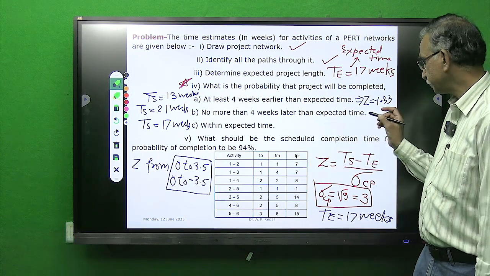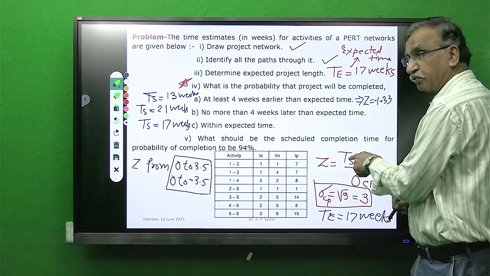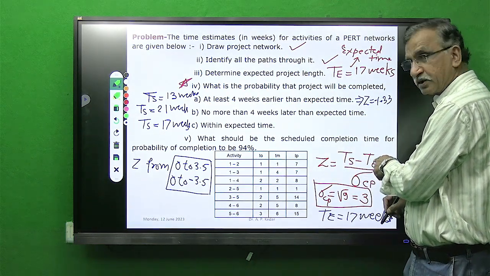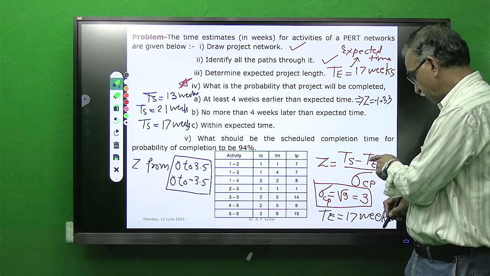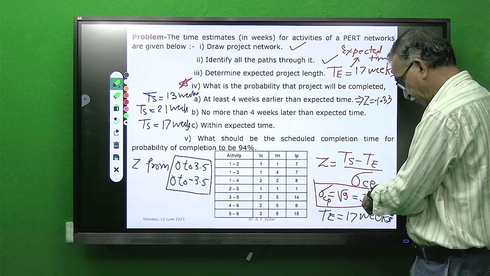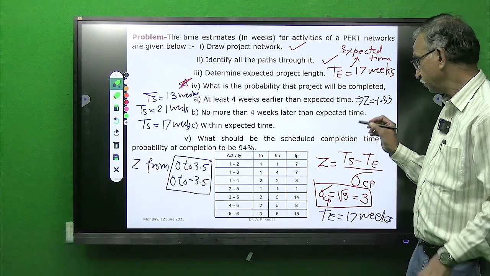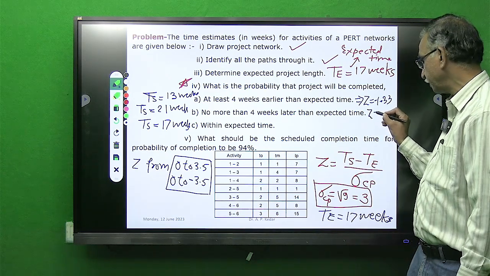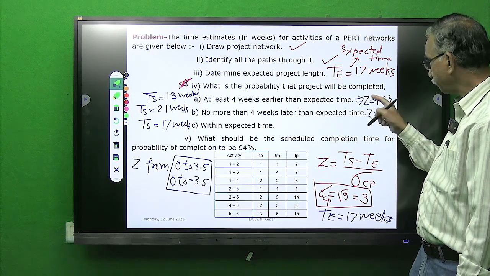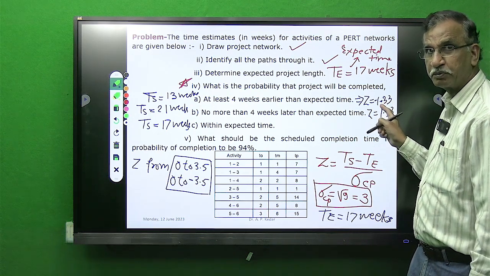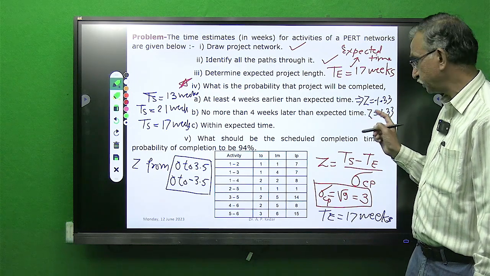For second case, what I will do? I will put TS equal to 21 minus TE 17. So this difference will be positive 4 by CP 3. Again it is 4 by 3, means Z value will be equal to 1.33. In first case it is minus 1.33. In second case it is positive 1.33.